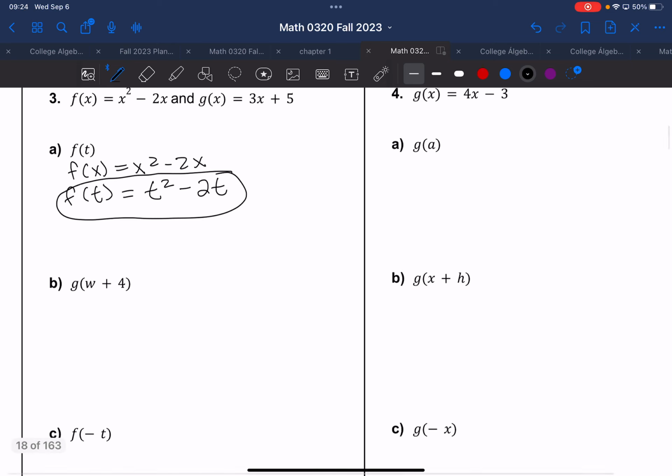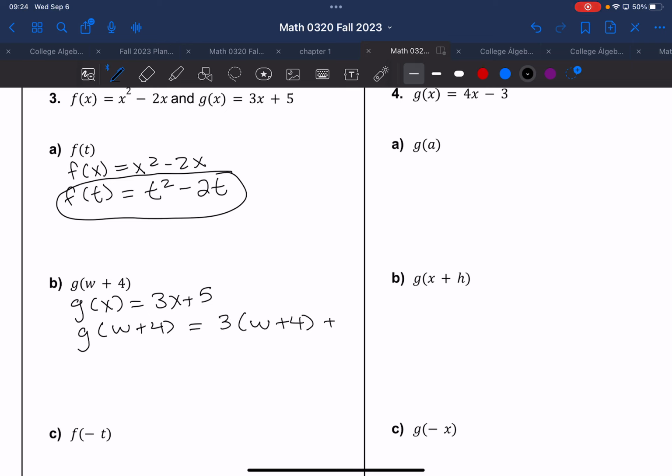Okay, what function are we using in B? The g function. So g of x is equal to 3x plus 5. What are we plugging in for x? W plus 4. When we plug in that w plus 4, are we going to just plug it in or are we going to plug it in with parentheses? Parentheses. So g of w plus 4 is equal to 3 times w plus 4 plus 5. Notice I put the parentheses because if I did not, this would read 3w plus 4. Okay, but we're plugging in that whole sum of w plus 4.